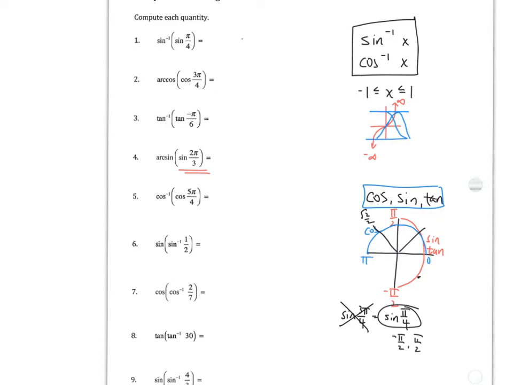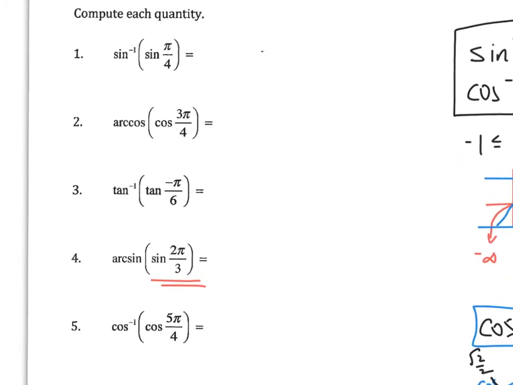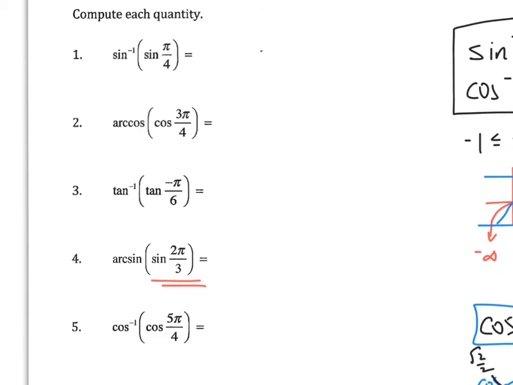Numbers 1 through 5. Since you're doing the sine, cosine, tangent part first, in terms of order of operations we work from the inside out. The very first thing you have to check is, for sine, is pi over 4 between pi over 2 and negative pi over 2? Yes. All right, guess what? Anytime you do the inverse of a sine, they just negate each other, and you get pi over 4.